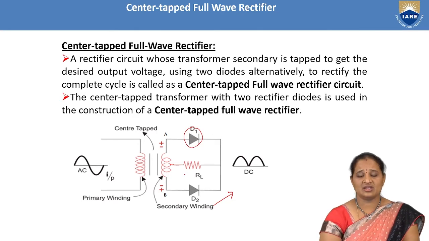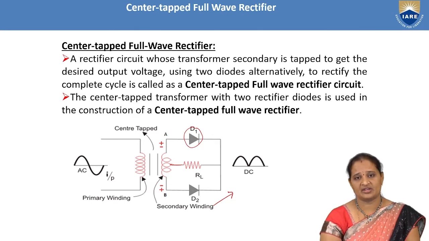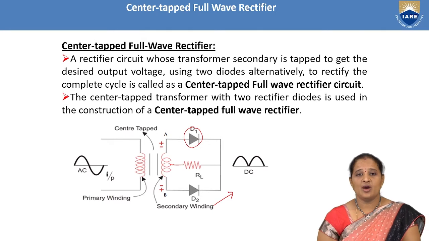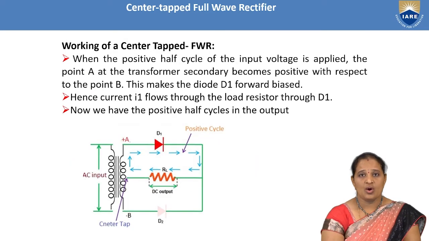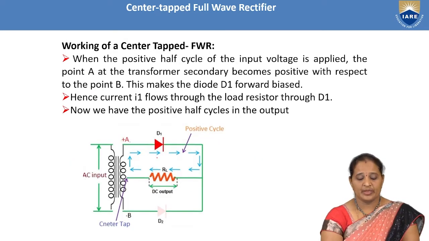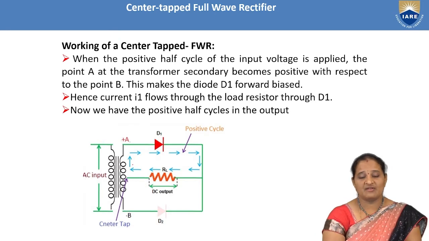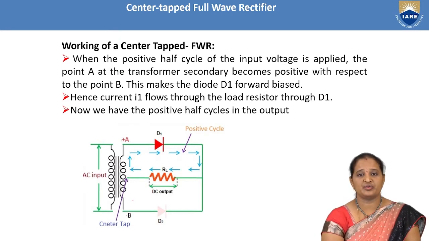Now let us analyze the operation of center tap full wave rectifier. What happens during the positive half cycle? During the positive half cycle, as I told you, we are dividing the secondary winding into two halves.